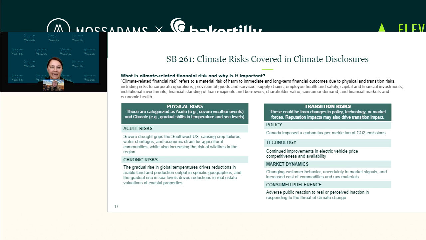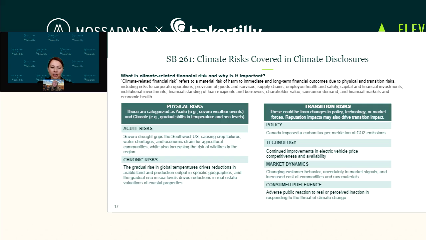And then switching to the right-hand side of transition risks, I like to think of transition risks as a transition to a low-carbon economy. These have 4 different buckets: policy, technology, market dynamics, and consumer preference. So for example, taking policy, when a government introduces a new climate regulation, such as Canada's carbon tax on CO2 emission, that would be an example of a transition risk related to policy. Another example is market dynamics. This would include changes in customer behavior, material costs, or market demand driven by climate considerations. That would be another type of transition risk.